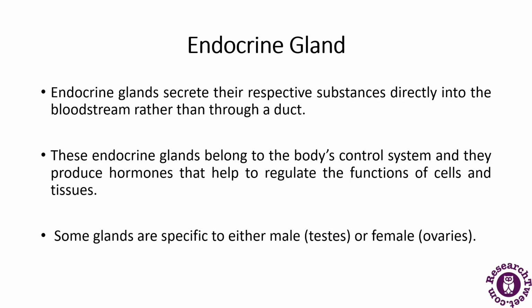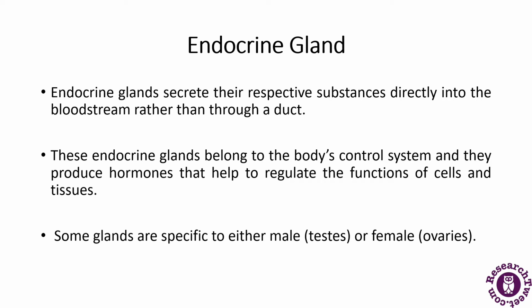Now, let's start with this: what is an endocrine gland? It is a gland that secretes its respective substances directly into the bloodstream rather than through a duct. So these endocrine glands belong to the body's control system, and they produce hormones that help to regulate the functions of the cells and the tissues.